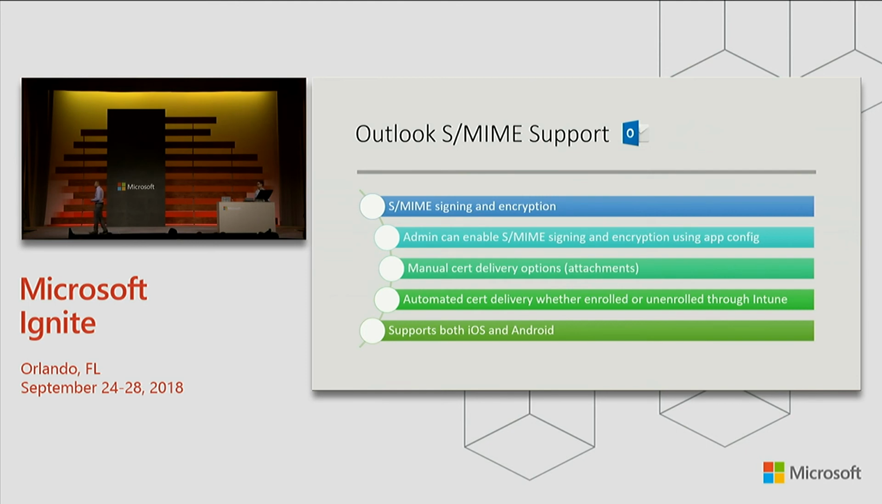The first thing is that we'll allow the admin to enable and deploy specific settings to enable S/MIME encryption through app config. Similar to what we announced a few slides back about the ability to do email provisioning and app configuration for Outlook Mobile, these will be some additional settings that you'll see light up once this ships that you'll be able to set as an admin.